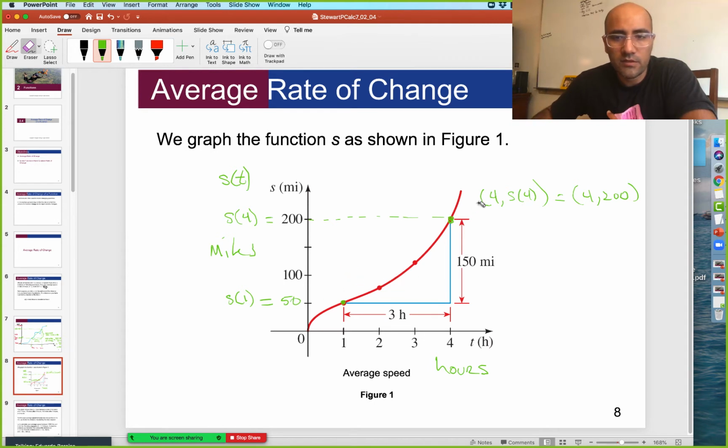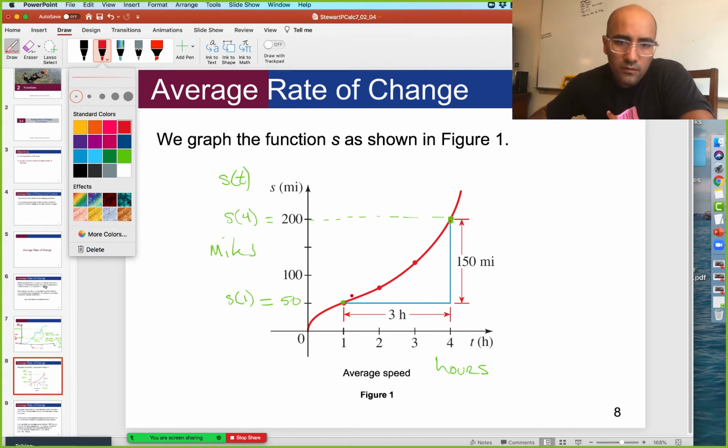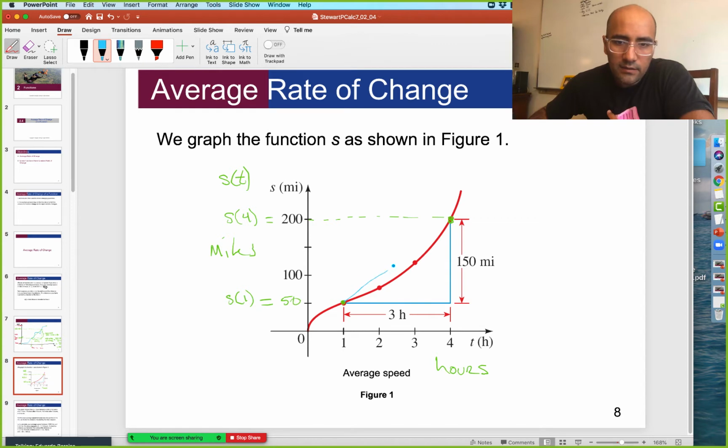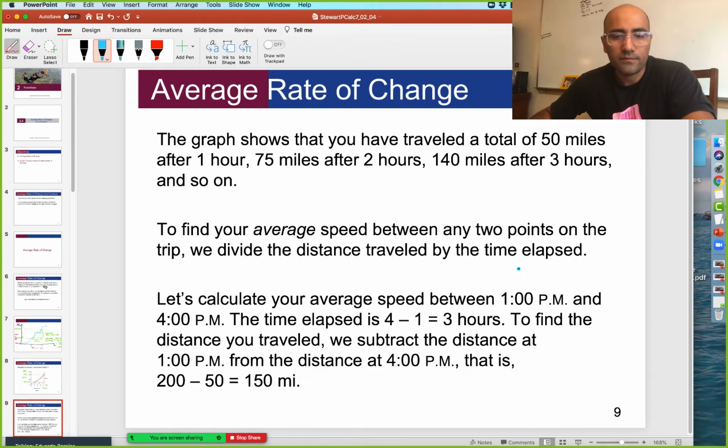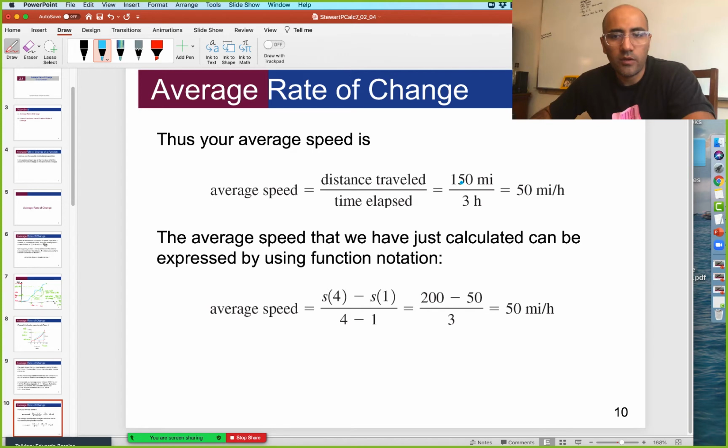So let me erase some of this because it's getting kind of heavy in here. We want to look at the line that connects these two, in blue. And we want to look at the change in the vertical direction divided by the change in the horizontal direction, just like slope. So the average rate of change will be equal to 150 divided by 3, which reduces down to 50. The distance traveled is 150 miles in the time elapsed, which is 3 hours, which gets us to 50 miles per hour.